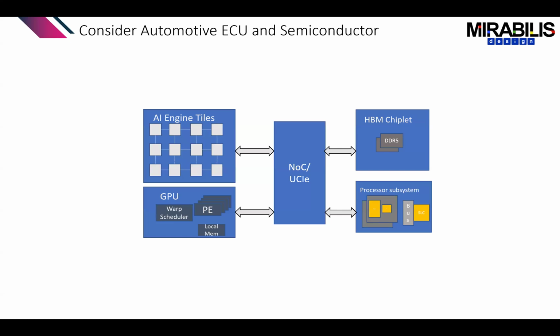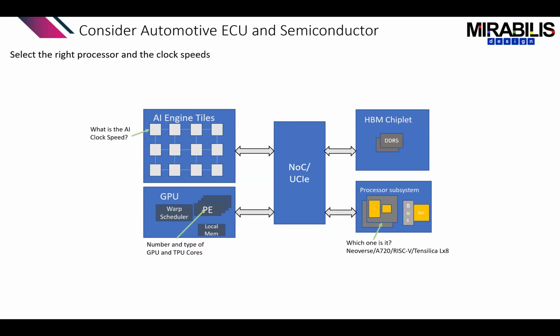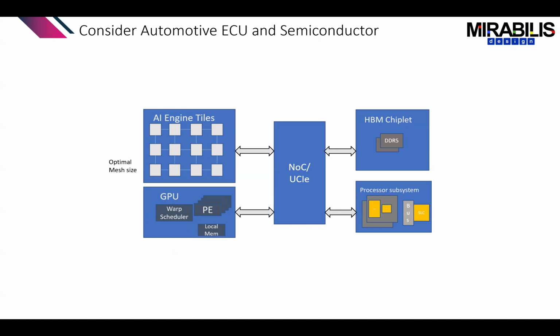Now, one of the key things when you look at this hardware architecture is selecting the right processor. What is the clock speed? How many GPUs do I need? How many tensor units? Which processor should I be using? The second question will be, how do I create optimal mesh sizes? How many AI engines do I need based on my processing requirements or based on future processing requirements? How many ports should there be for the UCI, which is the chiplet to chiplet? What should be the buffer sizes? How many HBM slices do I need? Which is really about sizing the interconnect and the mesh.